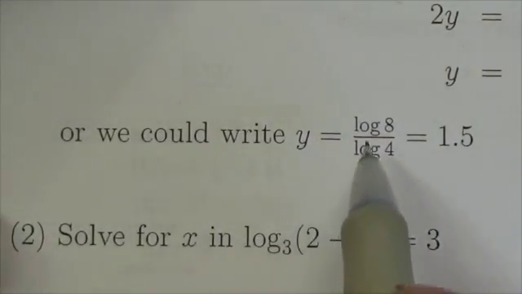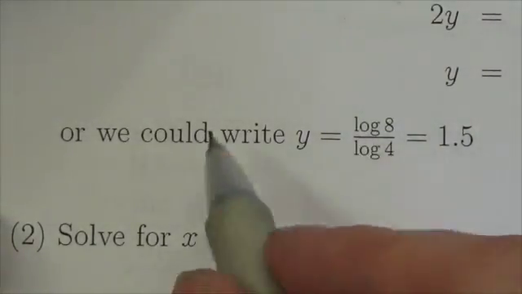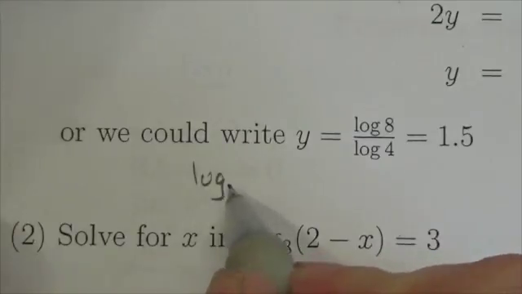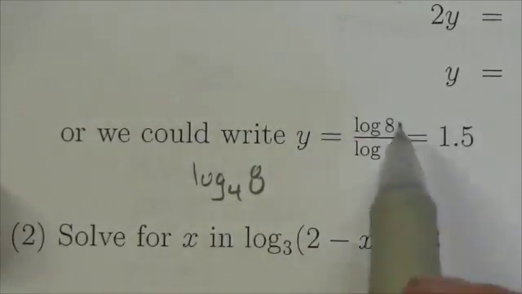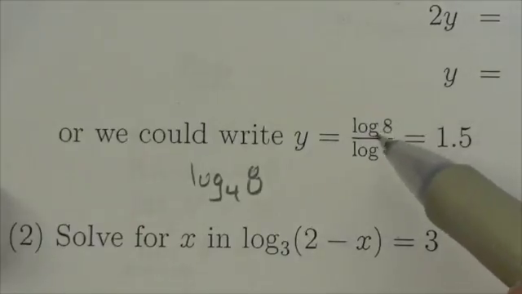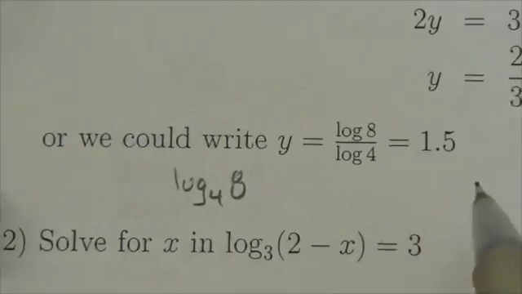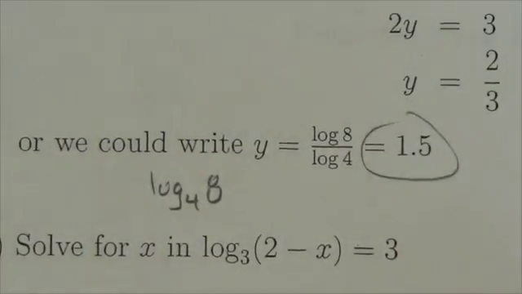Or you could write this as the change of base formula. Remember that the thing we're looking at here was the log base 4 of 8, and we could make that log base 10. Remember the common log: if you don't write the base there, the base is 10. Common log of 8 divided by the common log of 4. Just put that in your calculator and you'll get 1.5.